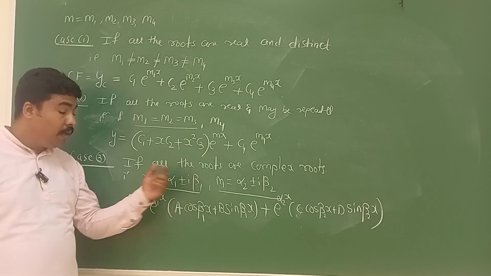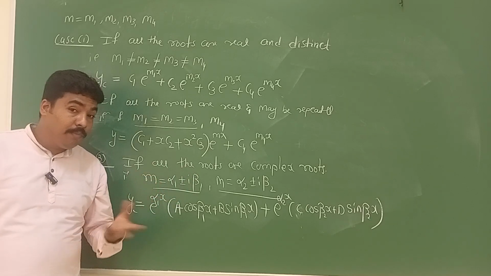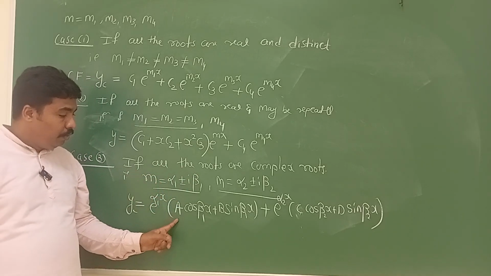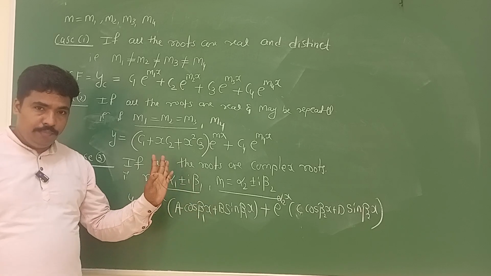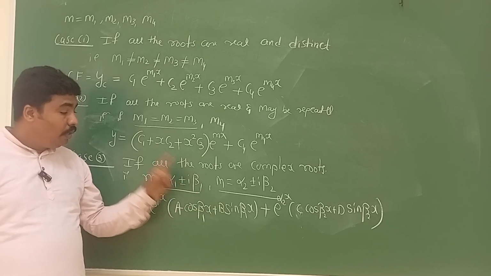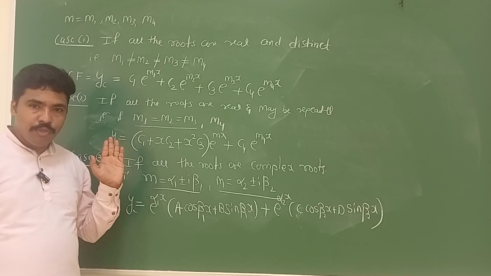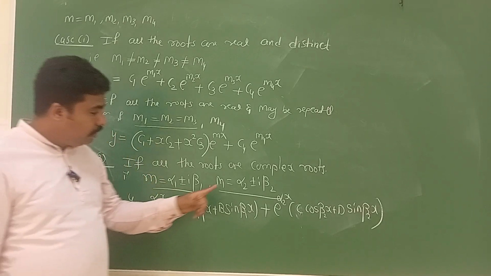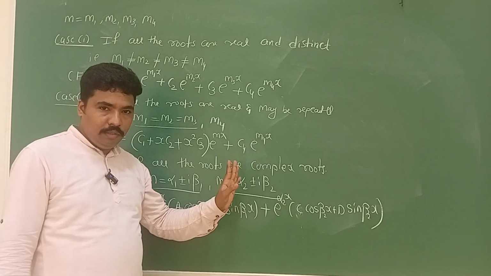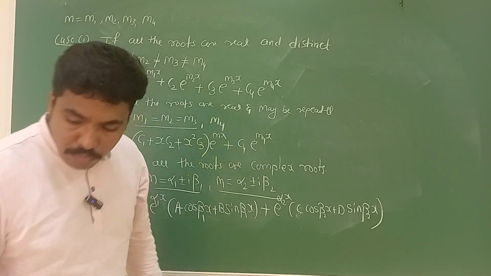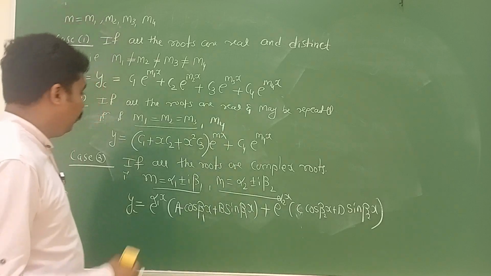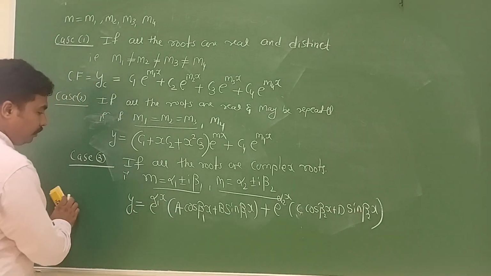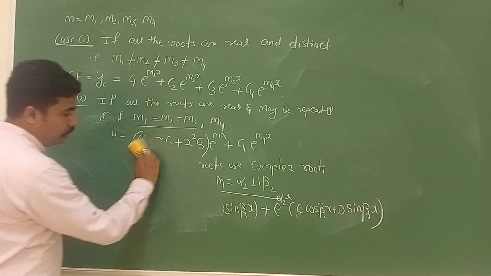Here alpha and beta are the real and imaginary parts of the complex number. Don't write i anywhere in the solution. We are writing only the real and imaginary parts. Alpha is the real part, beta is the imaginary part. Similarly, for the other complex root we are writing like this. Now we may have one more possible condition. Just erase all this.